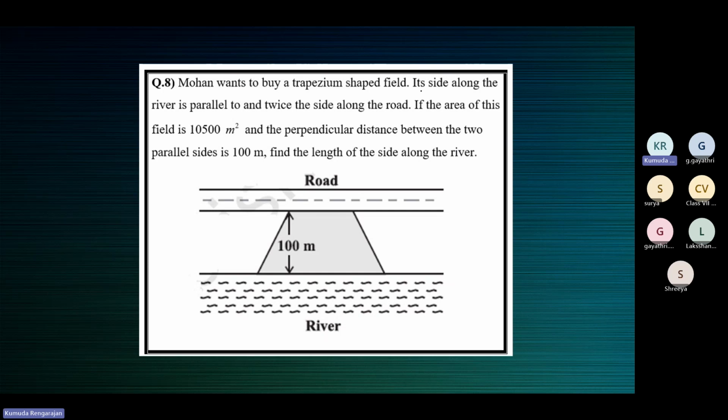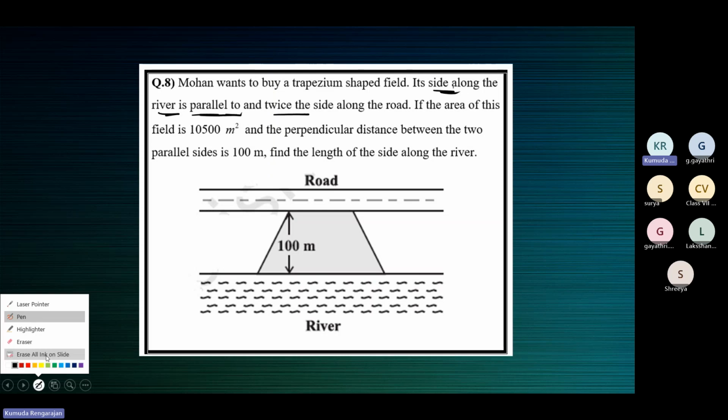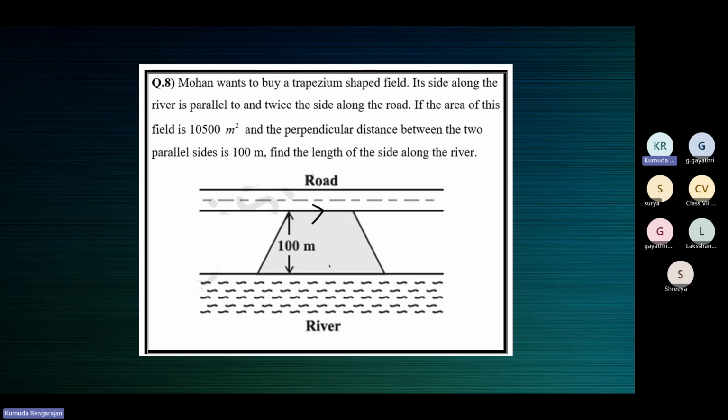The side along the river is twice. Don't read the "parallel to" part. We understood that these two are parallel. So just read this: its side along the river is twice the side along the road. So this one is twice the side along the road. If this is x, this is 2x.